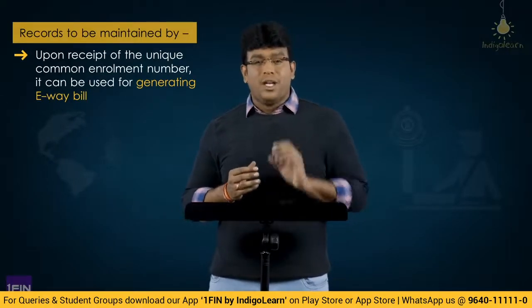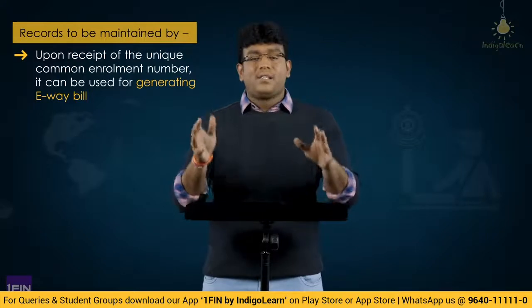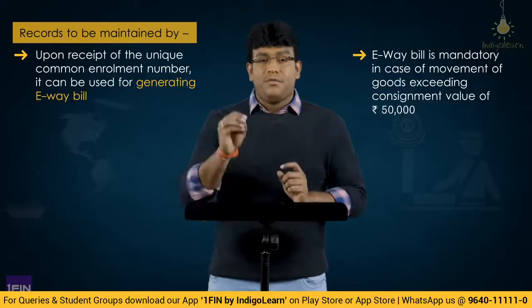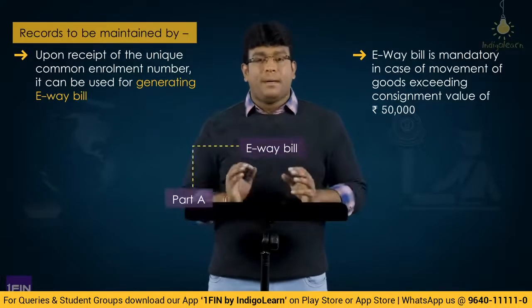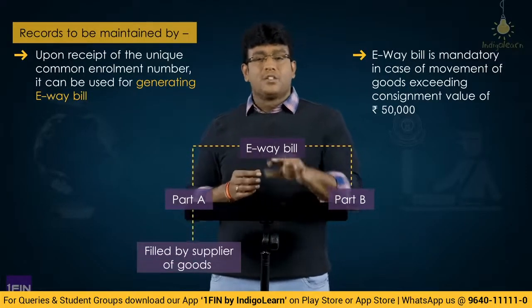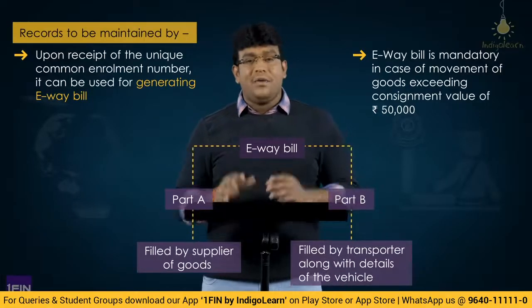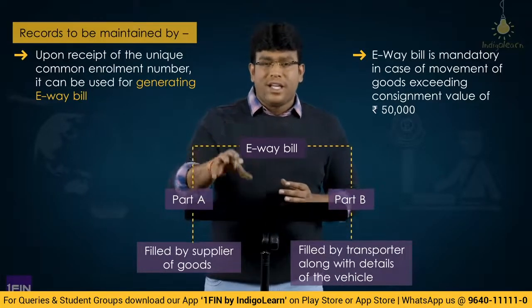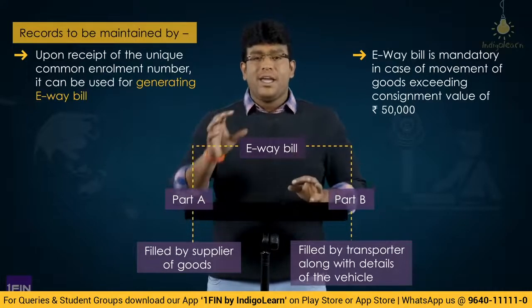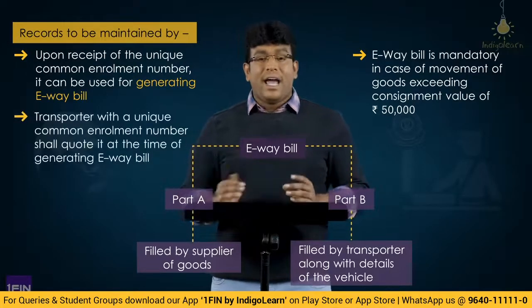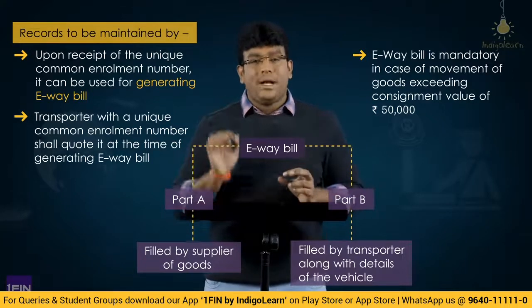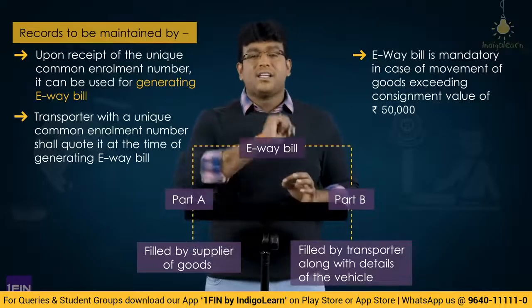Friends, the point I am trying to tell you is that we all know very clearly that an e-way bill is mandatory only when there is a movement of goods of consignment value exceeding 50,000. In an e-way bill there are two parts, Part A and Part B. Part A is generally filled by the person who is supplying the goods. Part B is normally filled by the transporter, where you give the vehicle number and all details related to the vehicle. Now the interesting point to be noted is that if the transporter has a unique common enrollment number, at the time of generating that e-way bill, he will quote his unique common enrollment number. He will not quote any of his GST numbers.